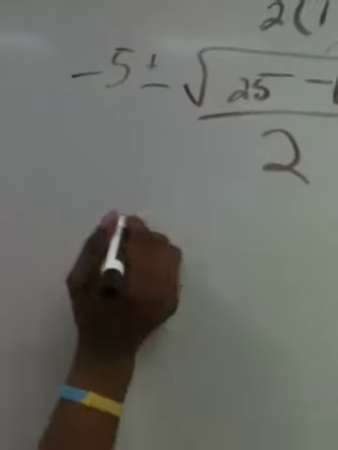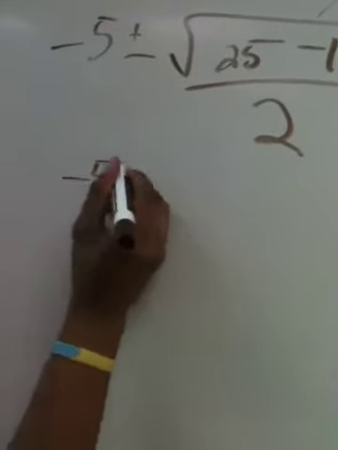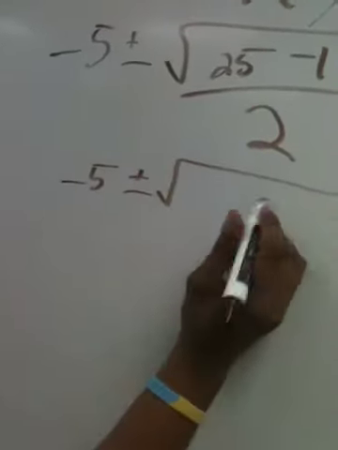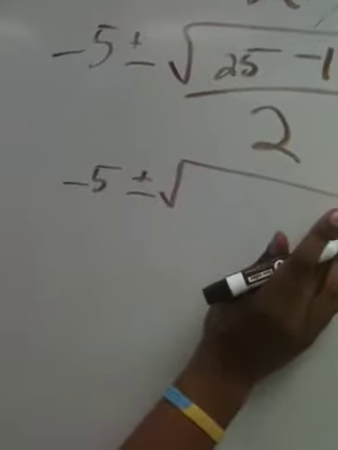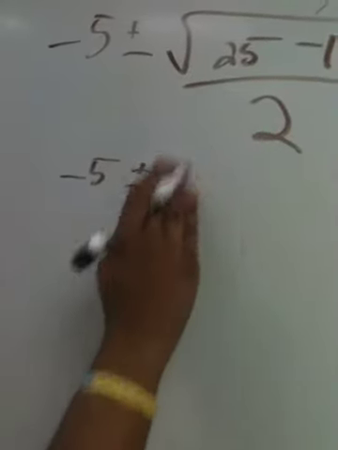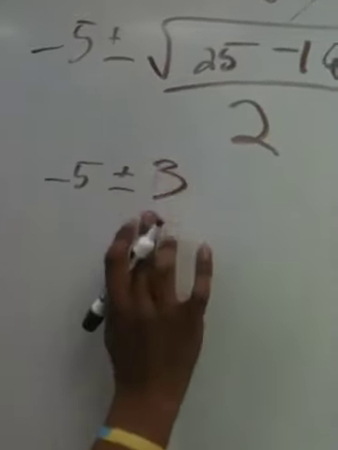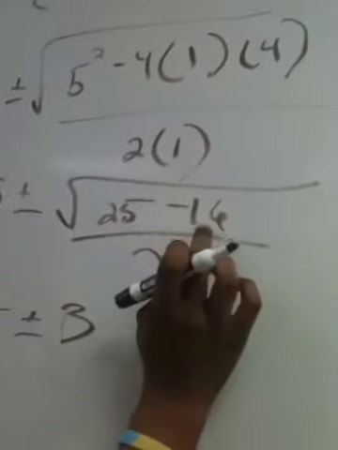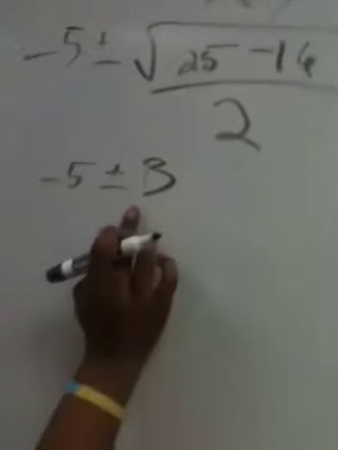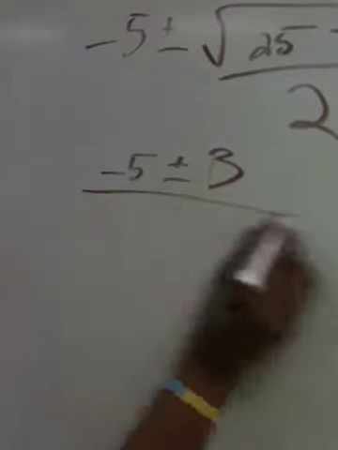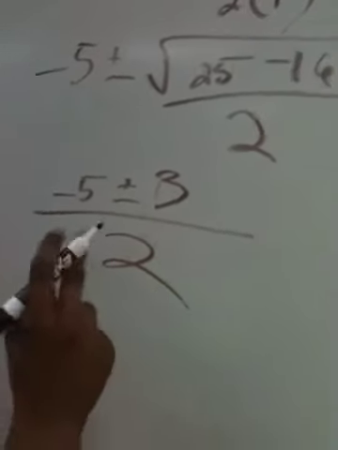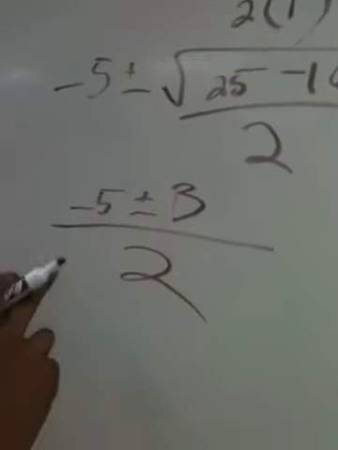And then we end up with negative 5 plus or minus the square root of 9, because 25 minus 16 gets us 9, and the square root of 9 gets us 3, and that's all divided by 2. And so since we get this, all we do is just work it out.